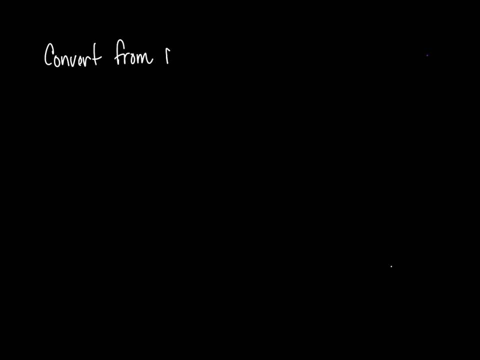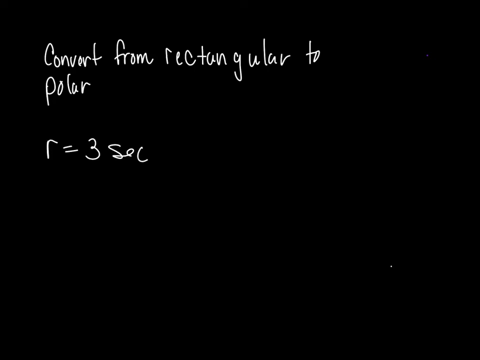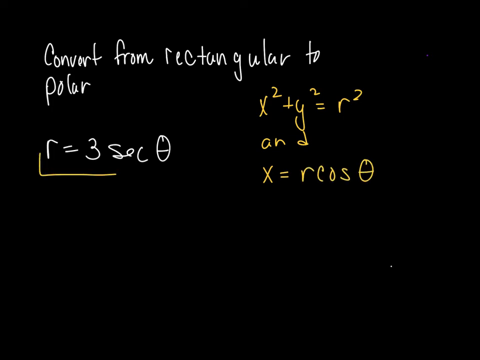This is 6.4. We are going to be converting from rectangular to polar equations. So we're going to start off with r is equal to 3 secant of theta. We have two base equations that we're going to use all of the time when we do this. The first one is x squared plus y squared is equal to r squared. And the other one is x is equal to r cosine of theta.